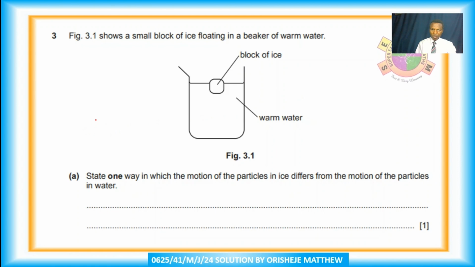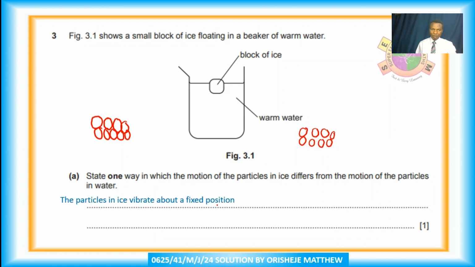You know that ice is solid, so the particles are closely packed and they vibrate in one fixed location, while in the warm water the particles are slightly farther apart and they can move over each other. So the particles in ice vibrate in one fixed location, while the particles in water move through the liquid.